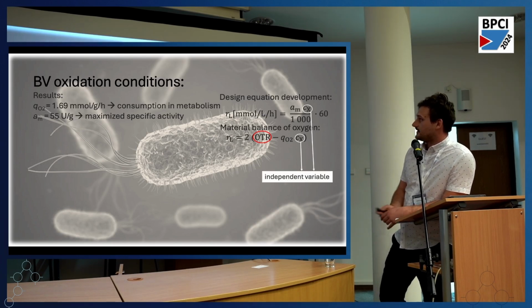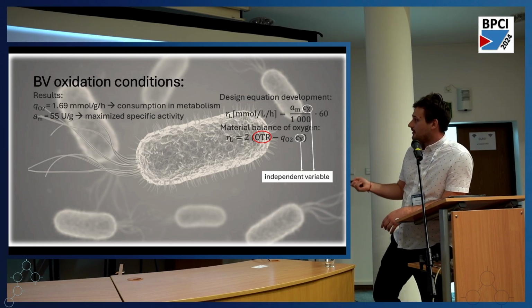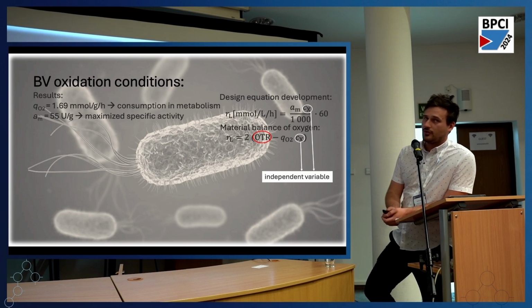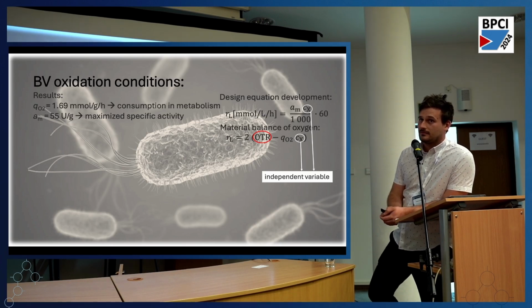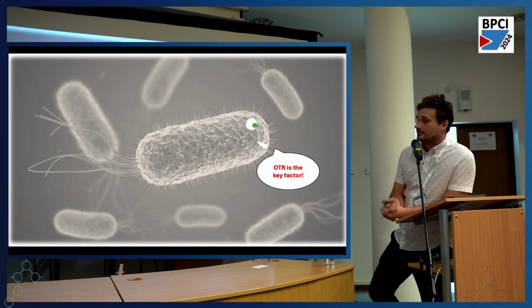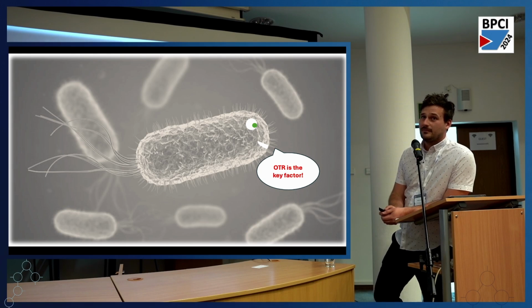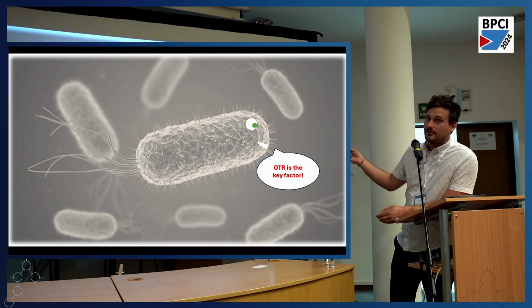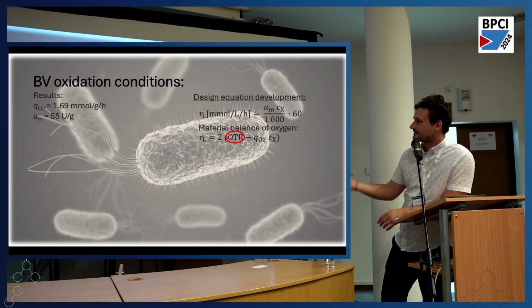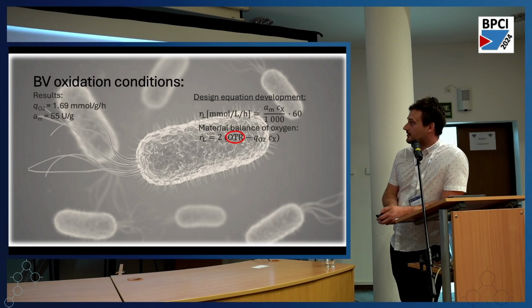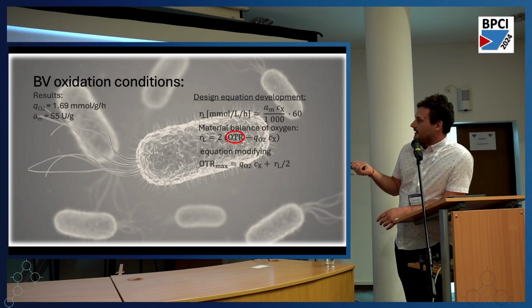independent. In this case, the biocatalyst concentration is the independent variable because based on this value, we have to adjust the oxygen transfer rate. And why? Mainly because our biocatalyst is living whole cells. Okay, well, let's continue.